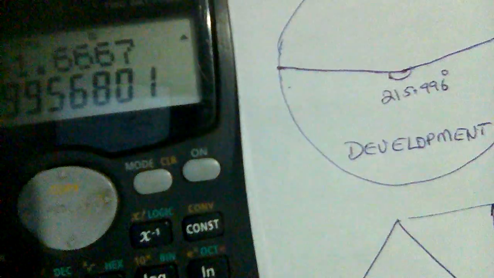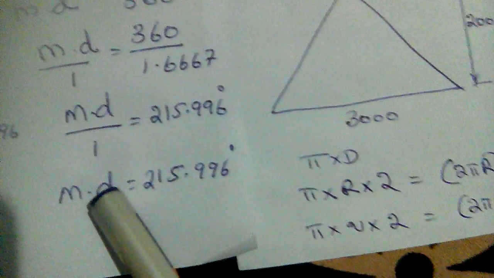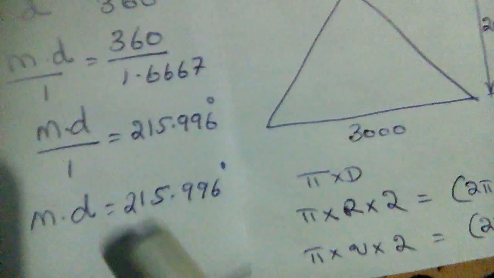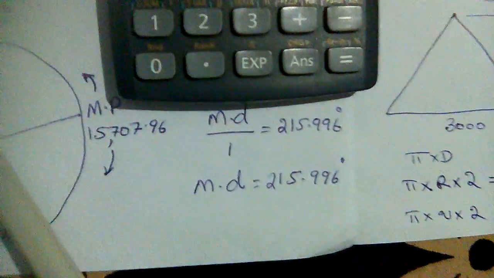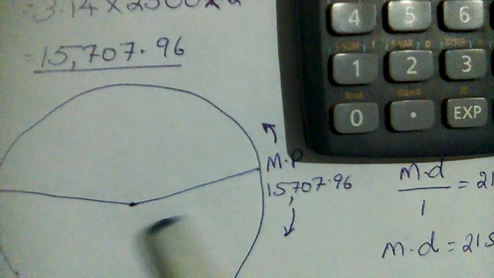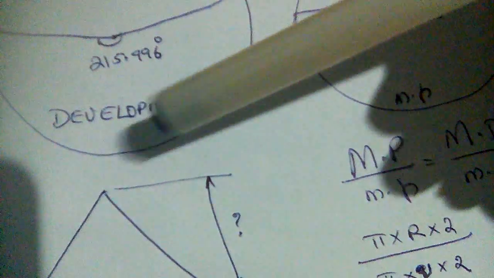360 divided by 1.6667 is equal to, we got 215.996. Minor degree by 1 is equal to 215.996. Everybody knows this one can be avoided. So we got this degree as 215.996 degree. That is the degree of development.